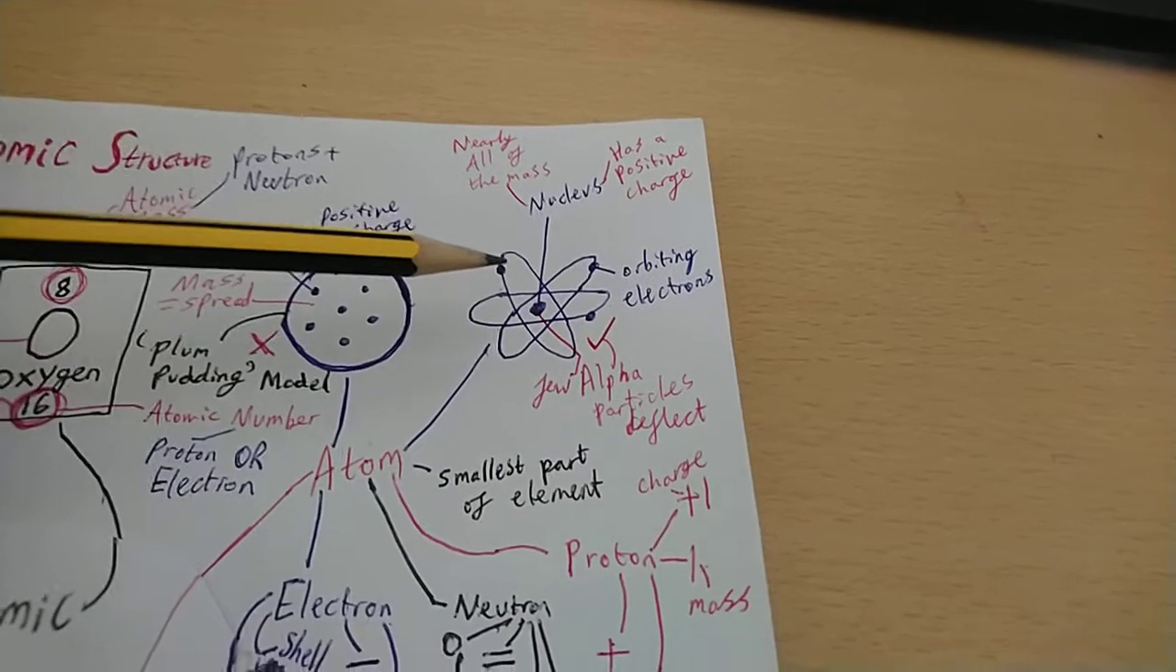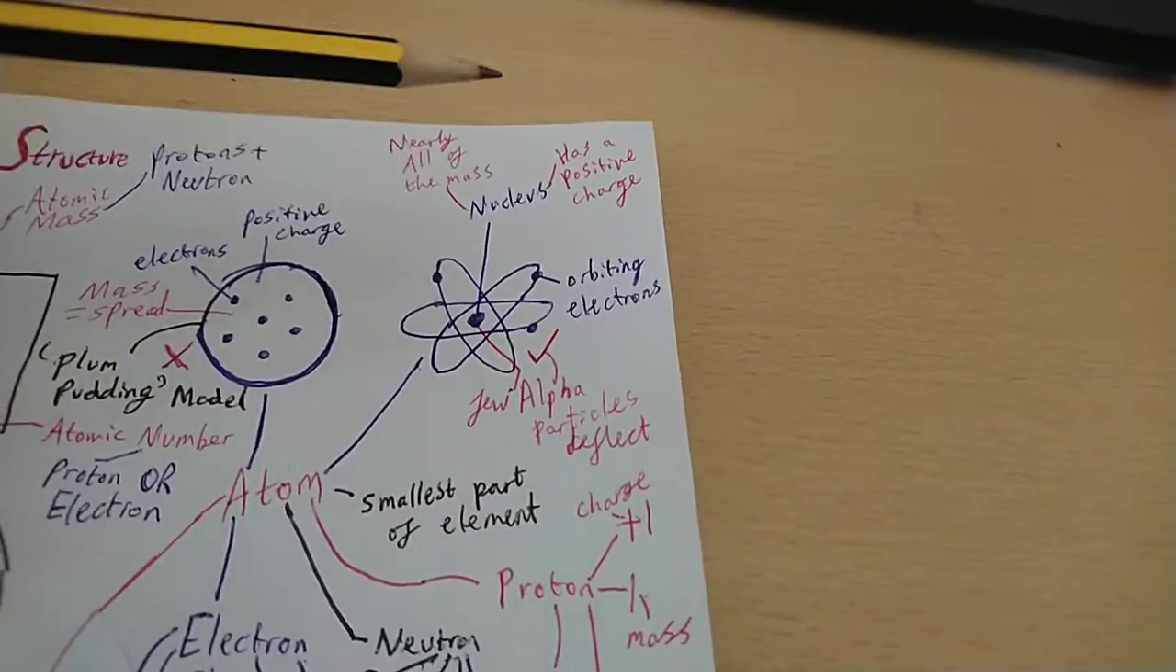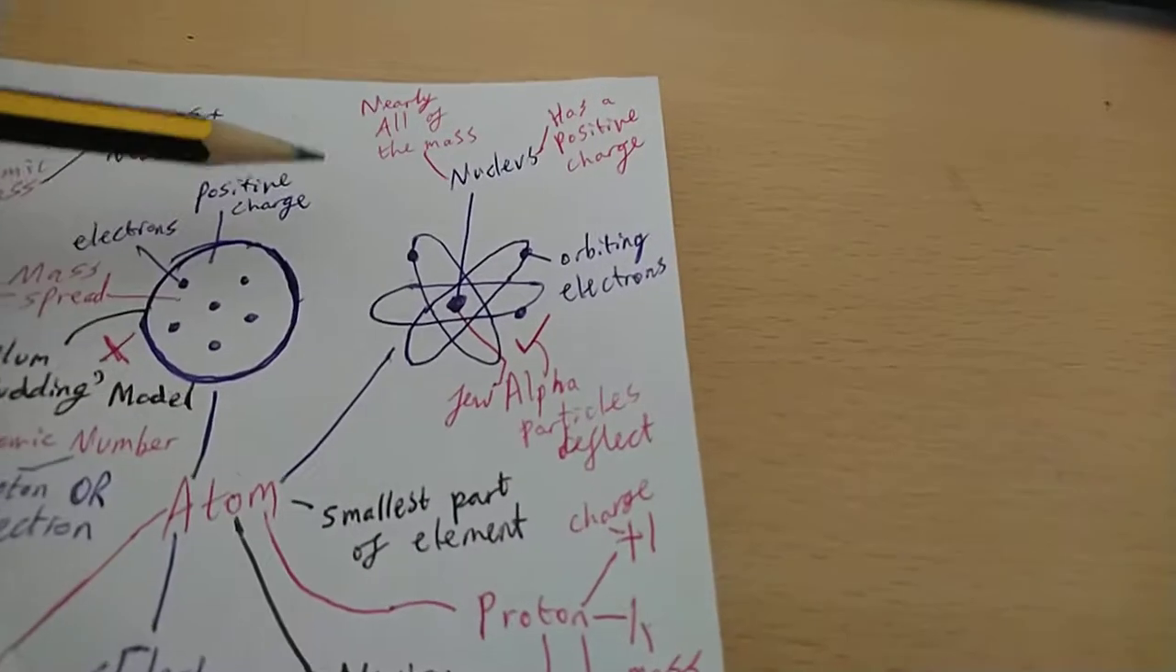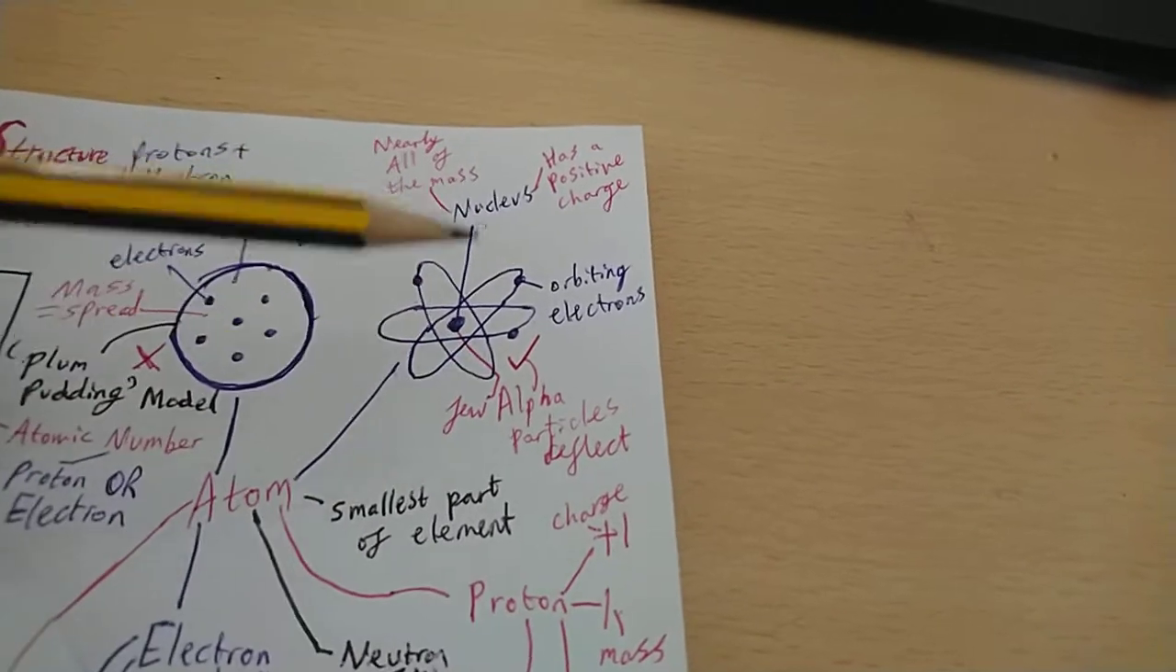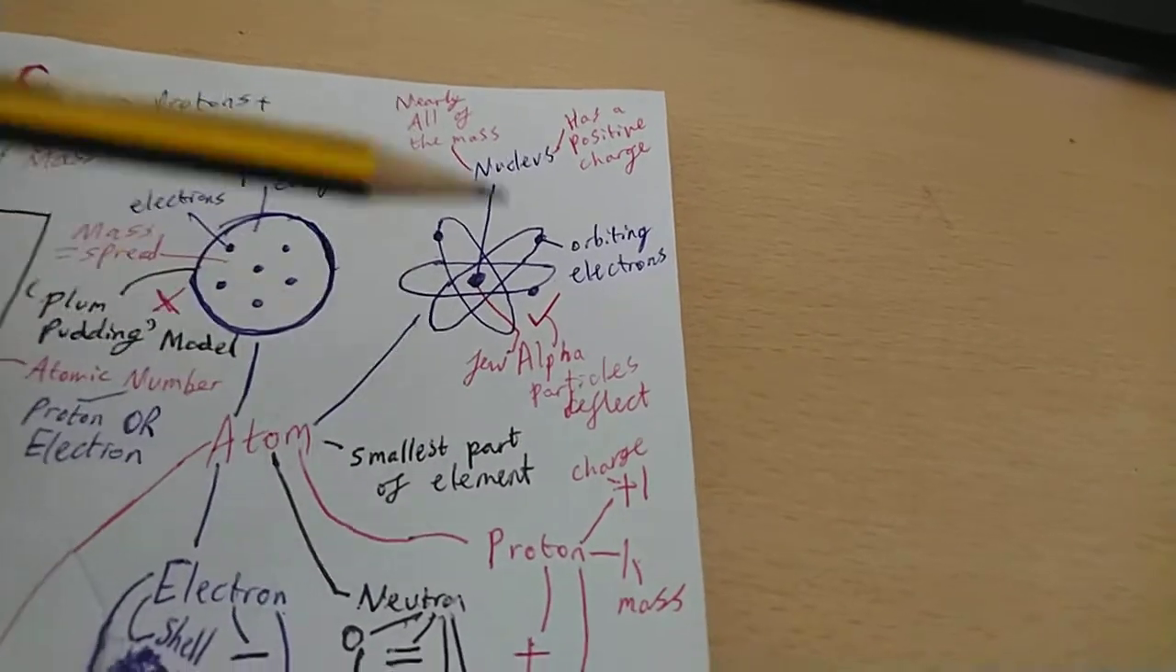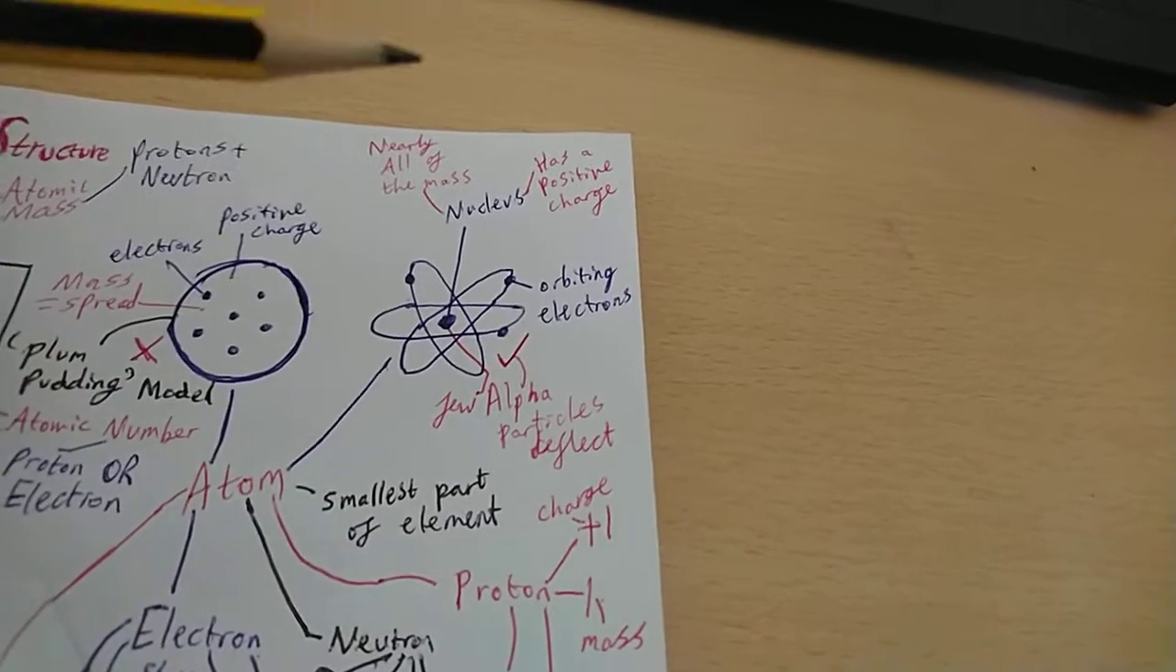We now know that this is truly what an atom looks like. In the middle there's a nucleus, which has a positive charge, takes up nearly all of the mass, and then has the orbiting electrons going around the outside. The nucleus is where the protons and the neutrons are.